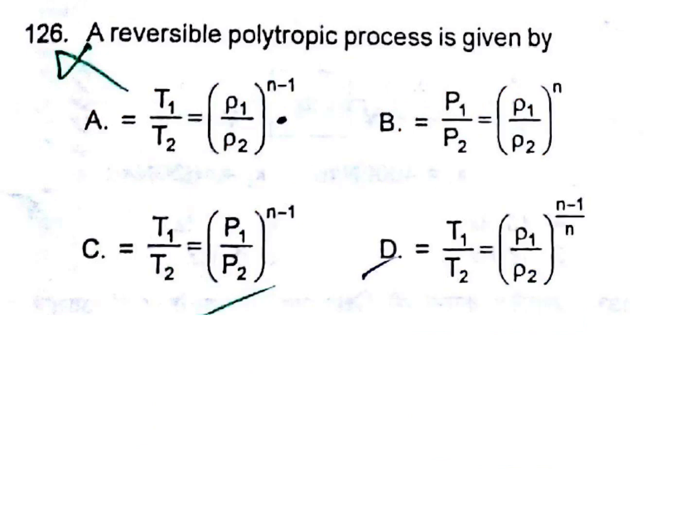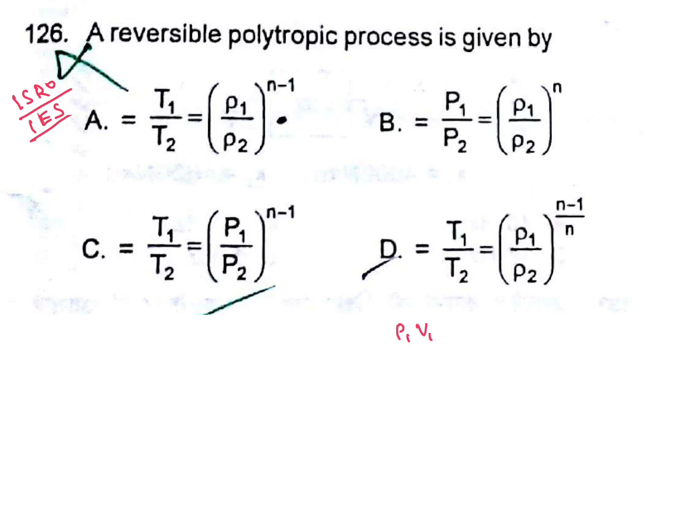A reversible polytropic process is given. This type of question they already asked in ISRO also, 2 to 3 times they asked, and IAS also around 8 to 9 times they asked. But this is very important.